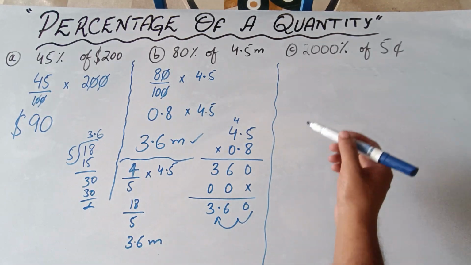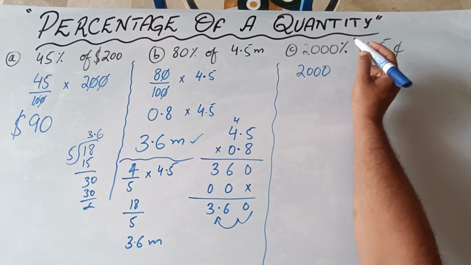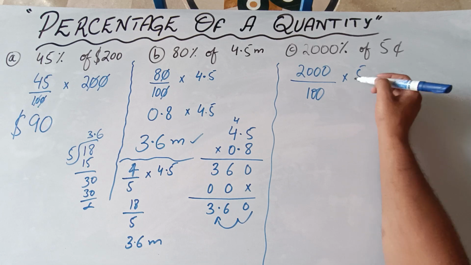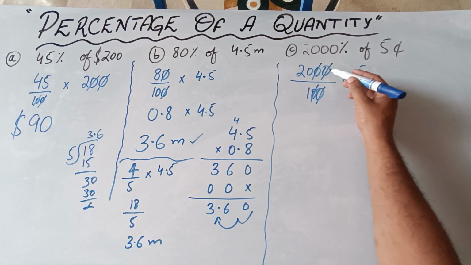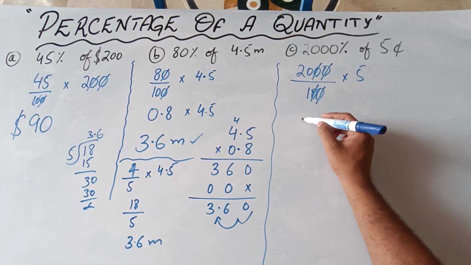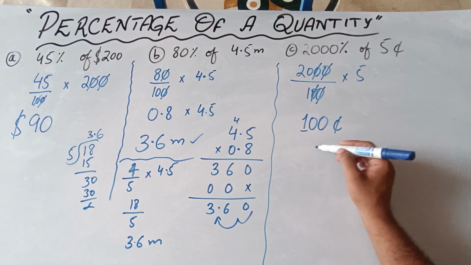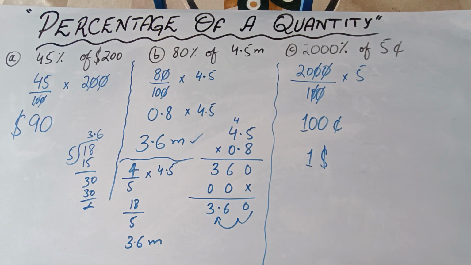Now 200% of 5 cents. Remove the percentage sign by dividing by 100, multiply by 5, and cancel out 2 zeros with 2 zeros. This is the easiest way, meaning divide by 100 and divide by 100. 5 times 20 times 5 is 100. So the answer would be 100 cents, or you can give the answer like this, $1. 100 cents is equal to $1.